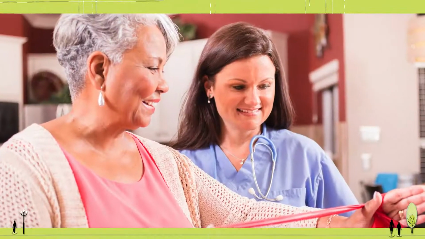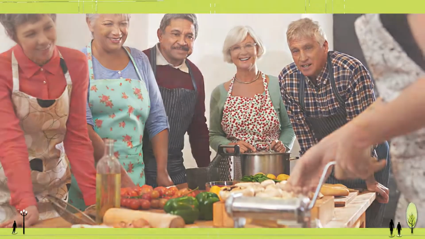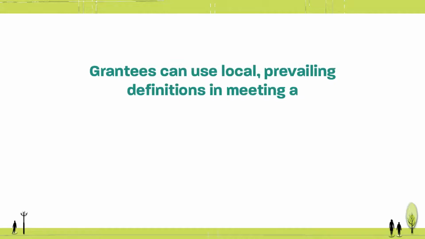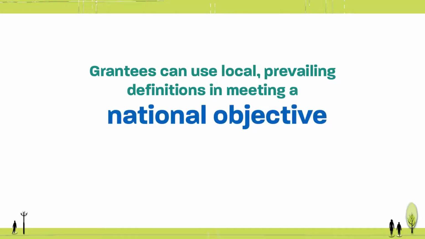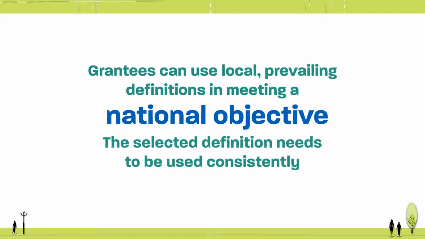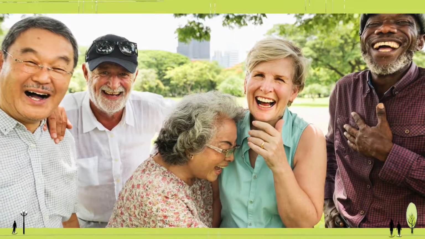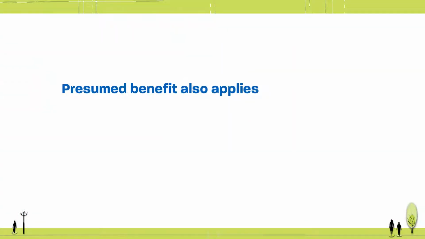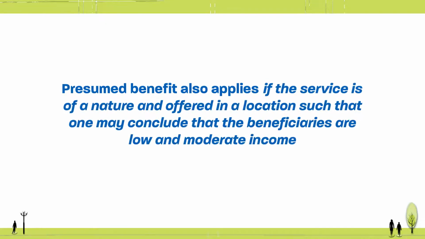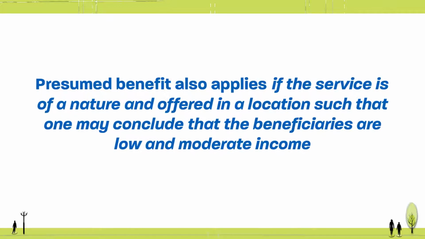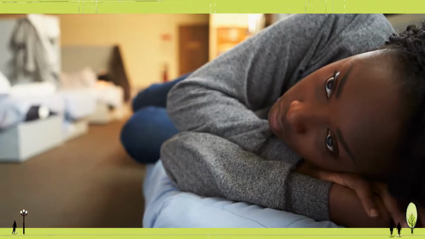With regard to public services activities, HUD does not define the term elderly, and therefore allows grantees to use local prevailing definitions in meeting a national objective. The selected definition needs to be used consistently. Note that for CDBG housing activities, the definition for elderly differs. Presumed benefit also applies if the service is of a nature and offered in a location such that one may conclude that the beneficiaries are low and moderate income. For example, childcare services in a women's domestic violence shelter.